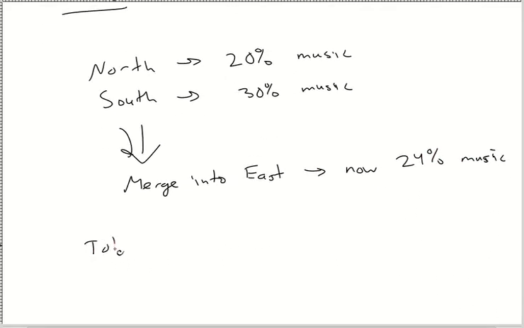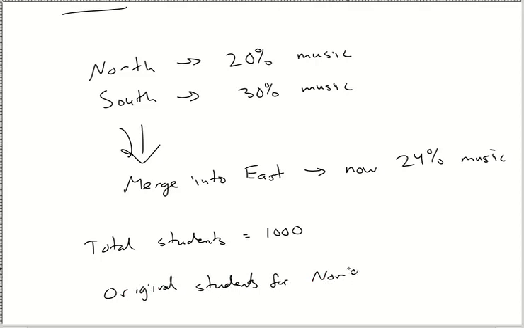We also know that the total students is equal to 1,000 students total. So then, what was the original students for North and South separately? Okay. I don't know how many students we had here. I don't know how many students we had here. But when I merge them together, I get 1,000 students, and 24% of them are music majors.